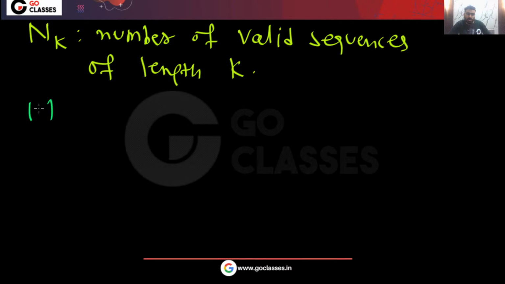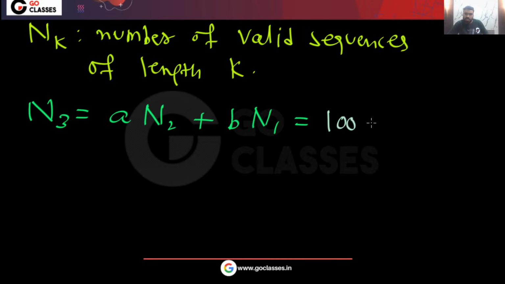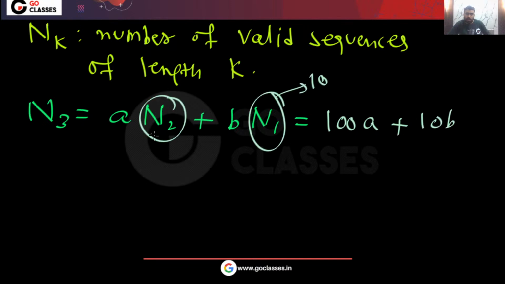What you can do? You can create two equations. So one equation you can create is, you can see n3 will be a n2 plus b n1. Okay, so what is this equation? N2 is already 100. So this will be 100a plus n1. See, n2 is already 100. That you already know. N1 is already 10. So that will be 10b. So one equation you got. This is the first equation. What is the second equation?